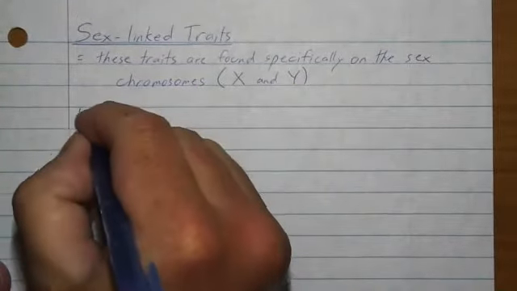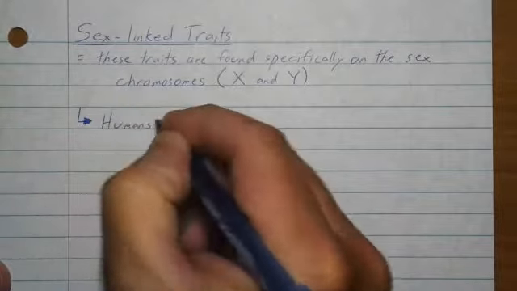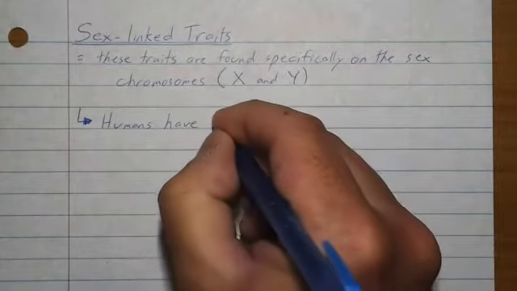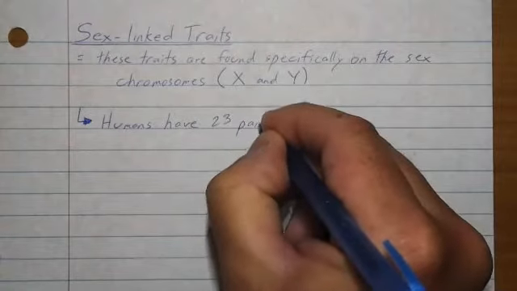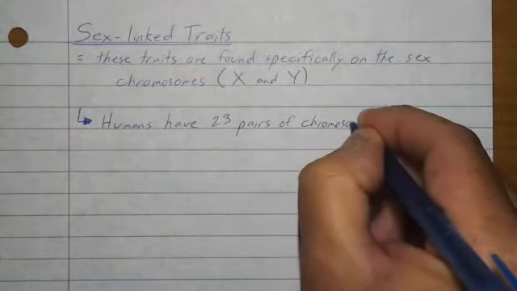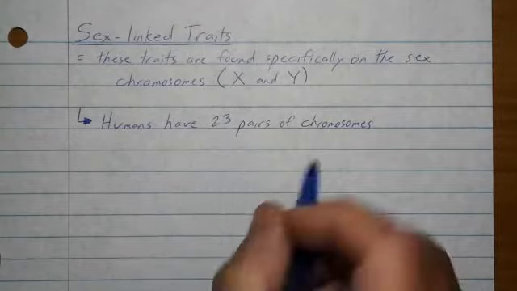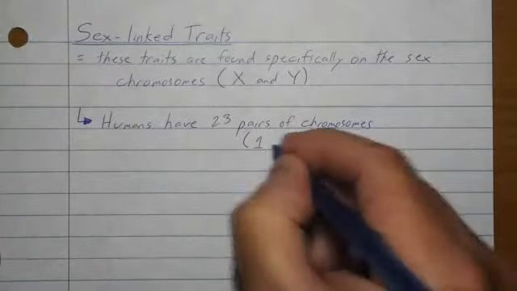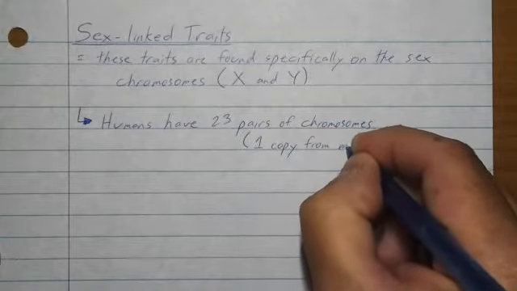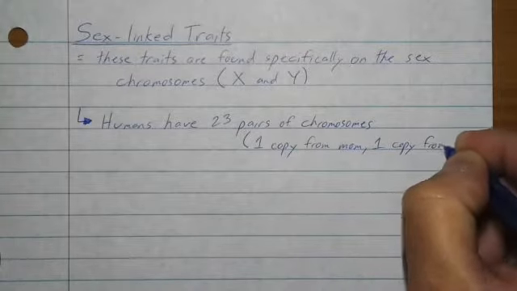Okay, so in humans, that be us, do you remember how many chromosomes we have? There are 46 total, but 23 pairs. Now, I'm not going to draw all 23 pairs. Why are they in pairs? They're in pairs because you get one copy of a chromosome from mom and one copy from dad.